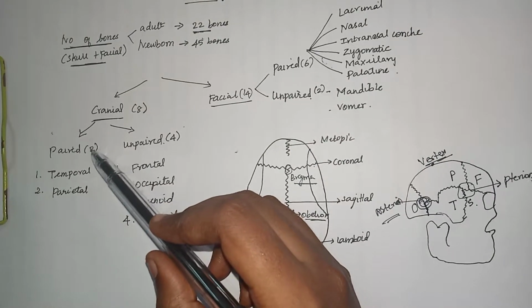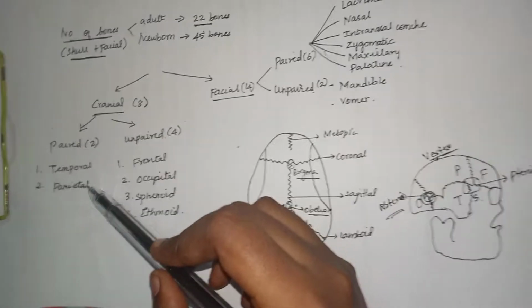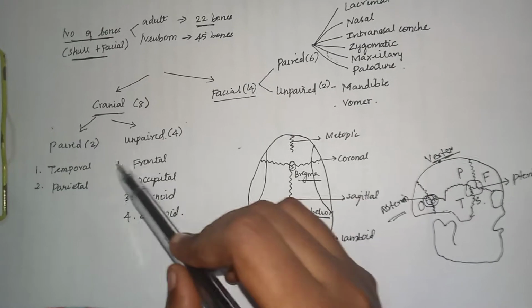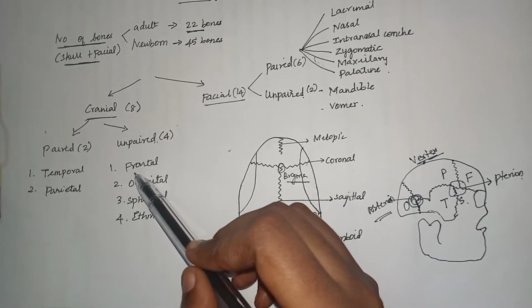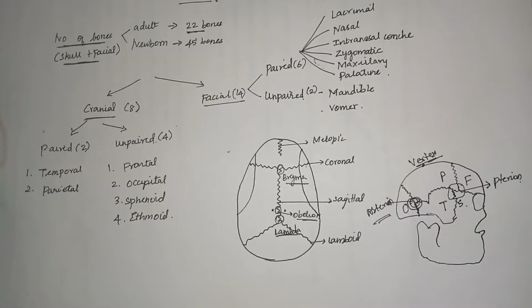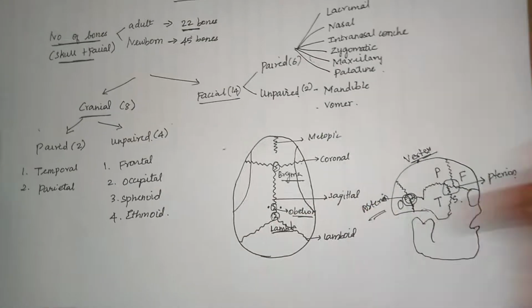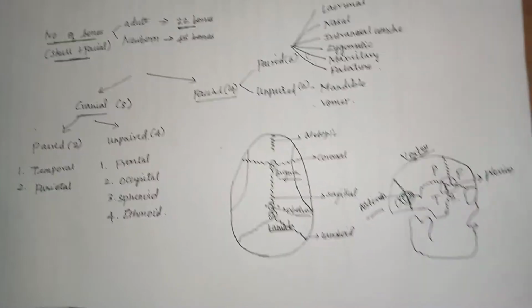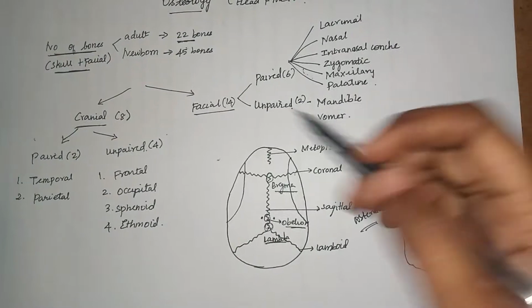Likewise, in the cranium, we have two temporal bones, one on each side, and then two parietal bones. Then we will see this picture later. Here, in unpaired bones, we all know, in anterior view we can see the frontal bone and the occipital at the back side, then the sphenoid and ethmoid bones, which are present on the interior surface. We cannot see them on the outer surface.